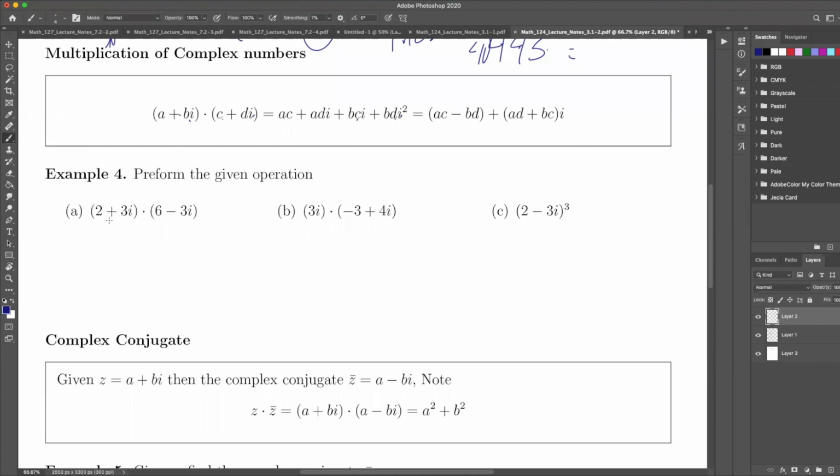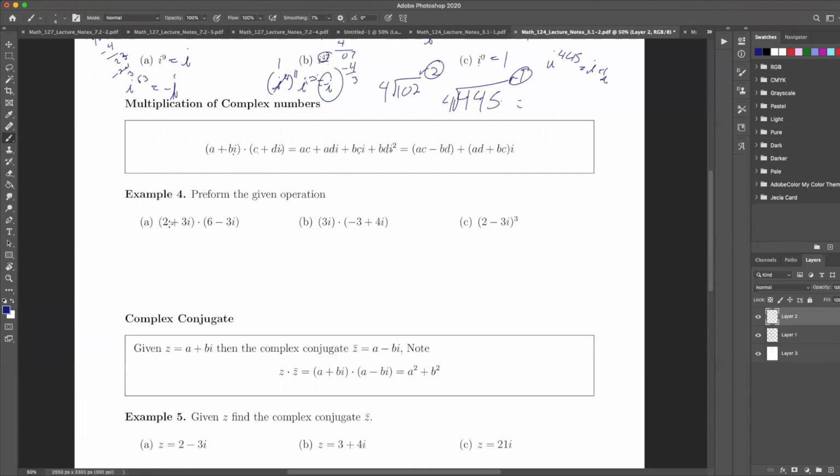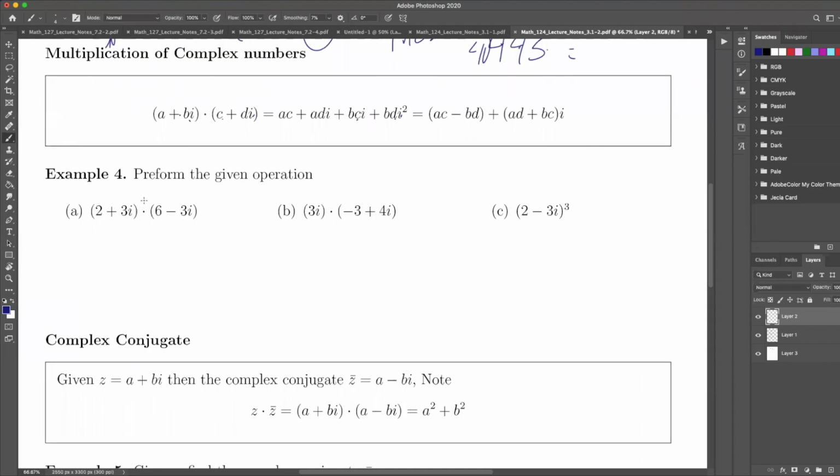So let's just go ahead and do this. So we're going to FOIL this. And so what do I get? I get 2 times 6. 2 times 6 is, my brain will fire, 12, right? 2 times -3 will be minus 6i, plus 6 times +3, which will give me plus 18i. And then this times this will give me minus 9i squared.